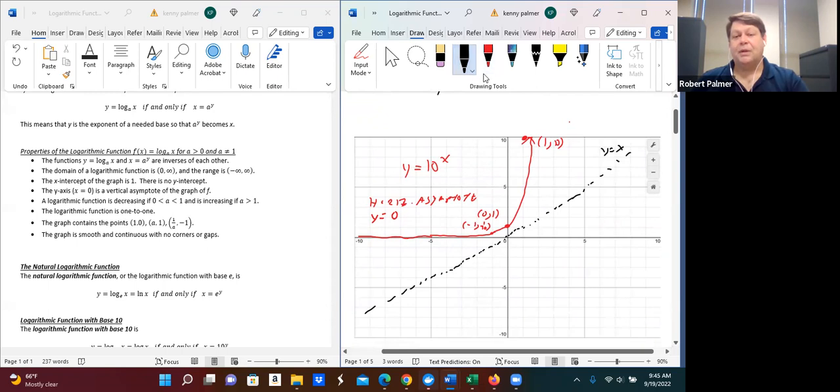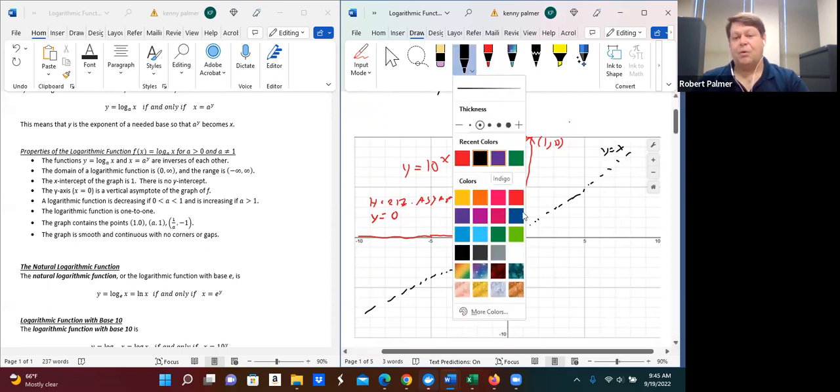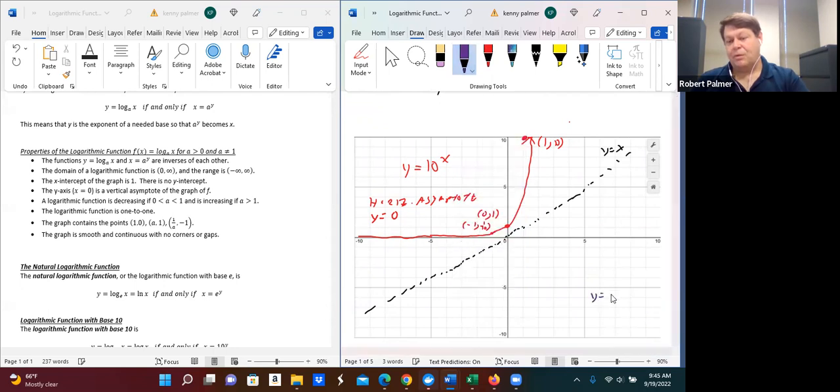And I'll do this in a blue color. This is going to be the graph of y equals log of x, as our coordinate points change or reverse their x and y. So (0, 1) goes to (1, 0). The point that was (1, 10) now goes to (10, 1). And the point that was at (negative 1, 1/10) goes to (1/10, negative 1), so about right here.